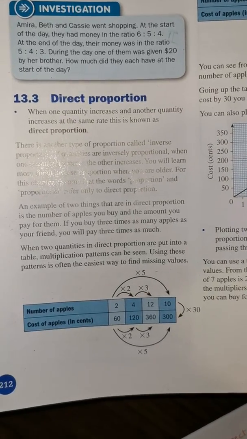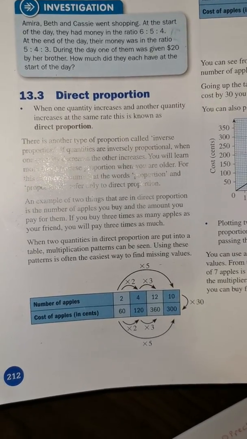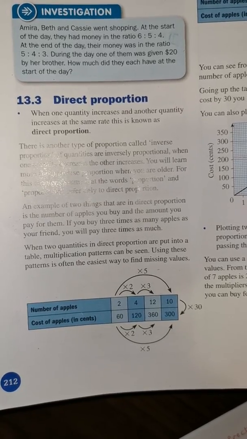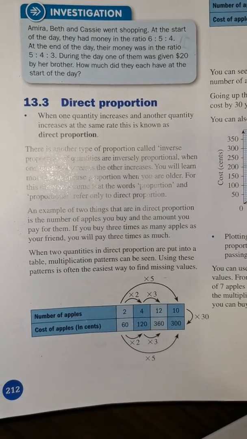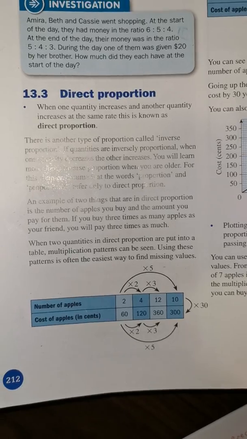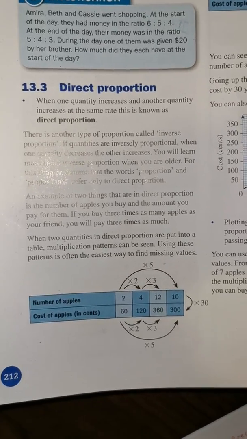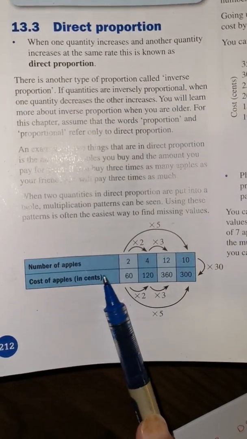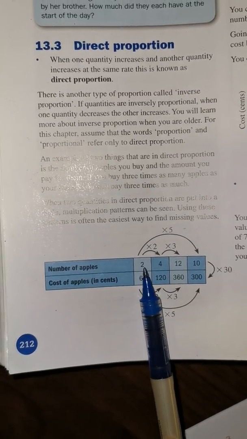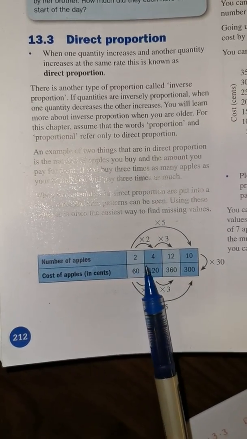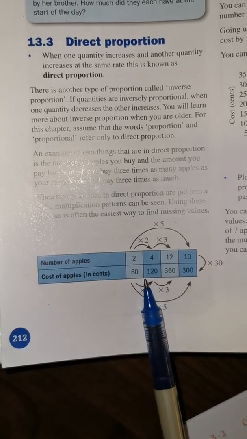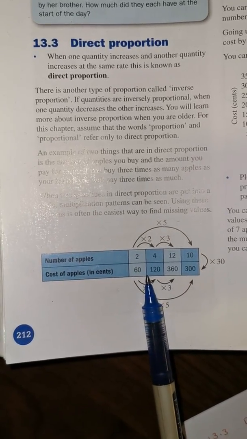And for the last subtitle, direct proportion. What is direct proportion? Do you remember when we use the frequency table? Sometimes we have two rows or two columns. If both sides increase or both sides decrease, then we have direct proportion.